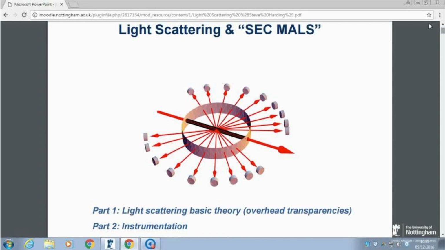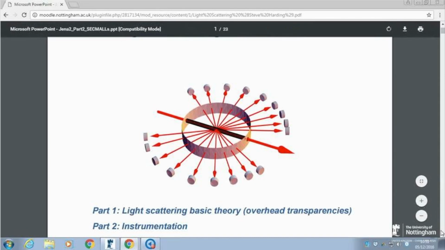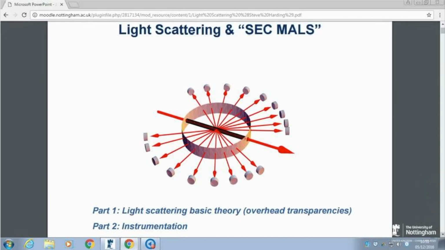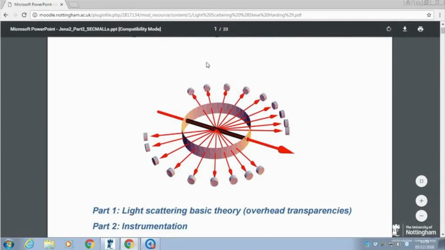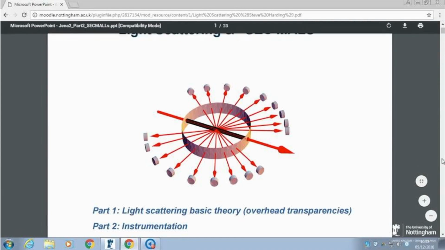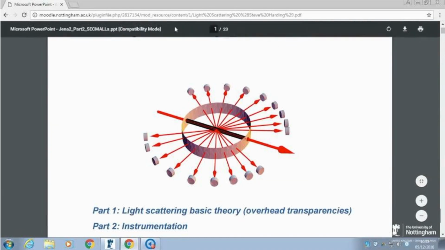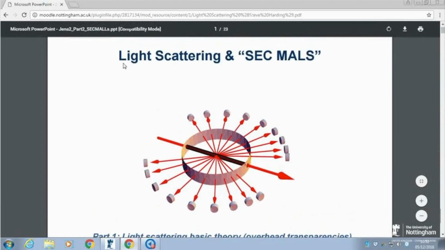Light scattering, or MALS, when you couple light scattering to gel chromatography or size exclusion. SEC-MALS. Okay. Light scattering MALS.